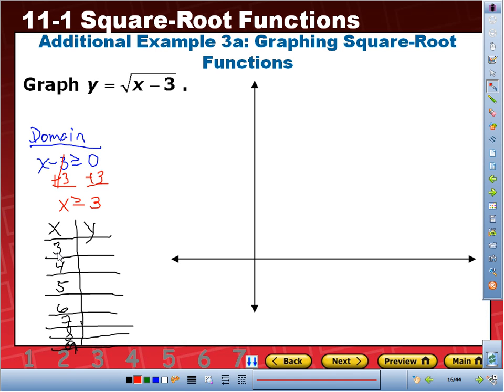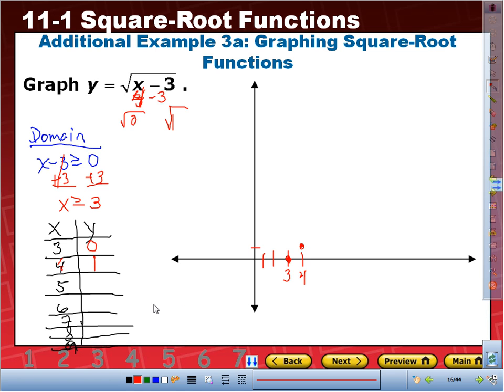So here we go. Let's find our first value. What number do we need to substitute into our function? 3. So what is 3 minus 3? What is square root of 0? 0. So that's my first point. X is 3, Y is 0. Next one. What is my next number that I substitute? 4. What is 4 minus 3? What is square root of 1? 1. So my next point is 4, 1.